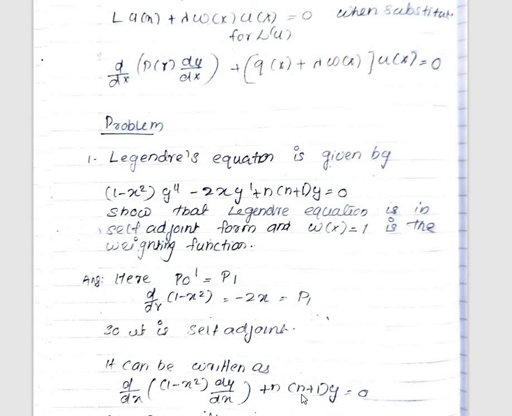So this n into n plus 1 is nothing but lambda, and when we check w of x here, the value of w of x is 1. So w of x is equal to 1, and lambda is equal to n into n plus 1. In certain books, lambda is given as L into L plus 1 instead of n. So we get w of x as 1 and lambda as n into n plus 1 from this equation. So that is about the self-adjoint operator and its eigenvalues and eigenfunctions.